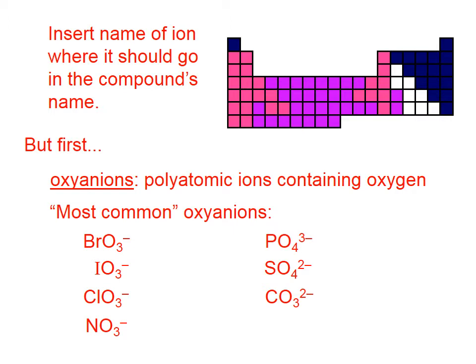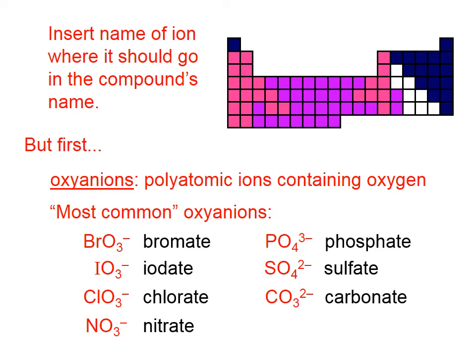When we have polyatomic ions, we simply insert the name of the ion where it should go in the compound's name. But first, let's define oxyanions. Oxyanions are polyatomic ions that contain oxygen, and we really should memorize the most common oxyanions: the bromate ion, the iodate ion, the chlorate ion, the nitrate ion, phosphate ion, sulfate ion, and carbonate ion.